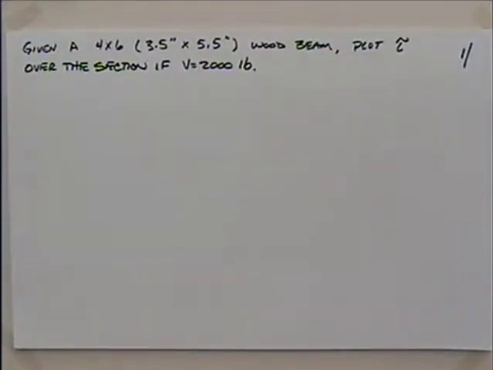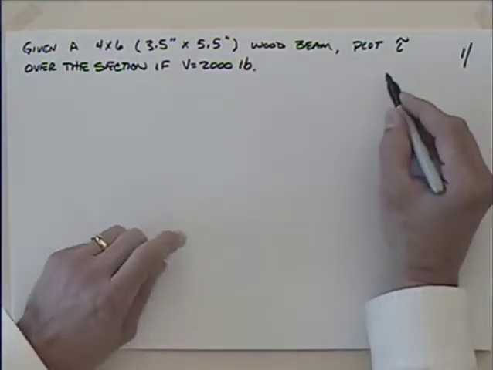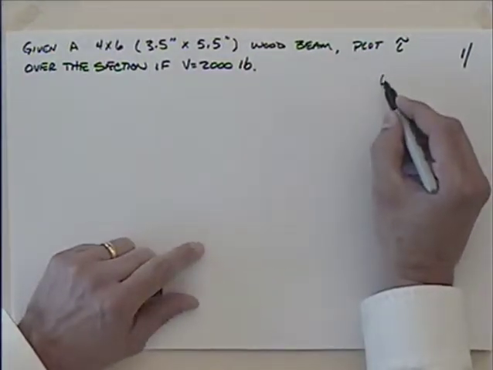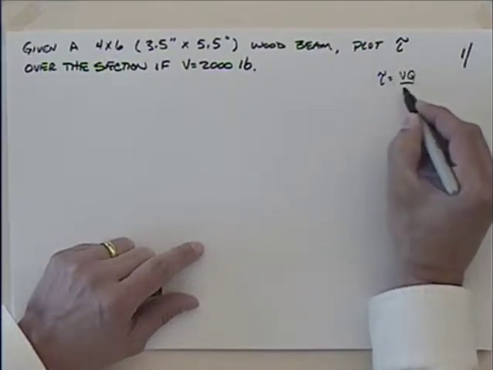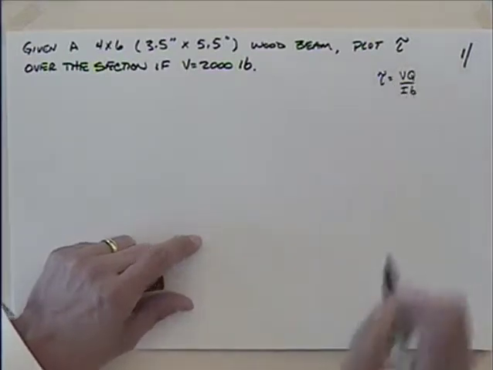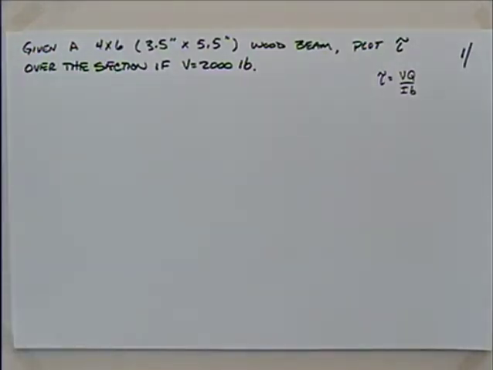Okay, so we left off talking about shear stresses in beams. We talked about bending stresses, and we then introduced the concept of shear stresses, and we had the equation that the shear stress tau was equal to VQ divided by IB. And we defined all of those terms last time.